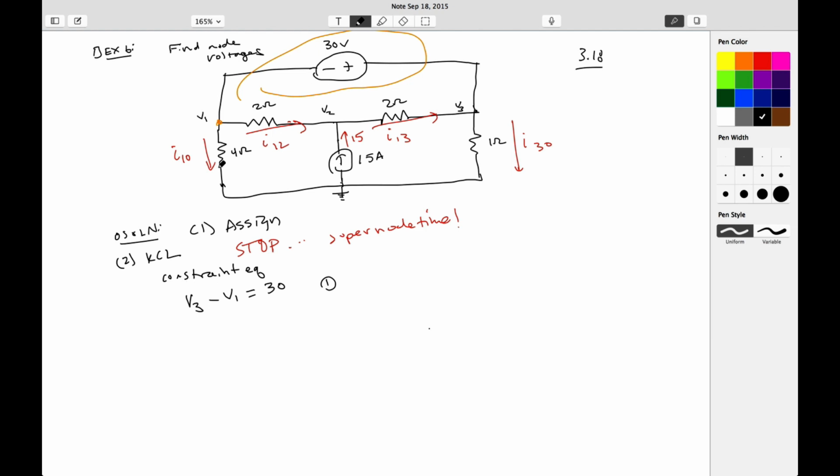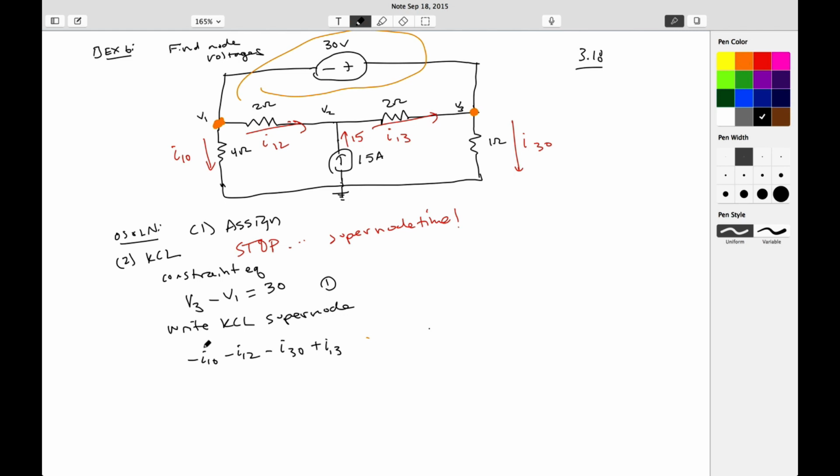First equation. Next we want to write KCL at the supernode. That means that we ignore that this branch between 1 and 3 exists, and we just see what comes in and what comes out. What goes out is just minus I10, minus I12, minus I30, and what comes in is just I13. Because what I'm doing is looking at these points here and seeing what's coming in and out of those points, because that's where the supernode is connected.